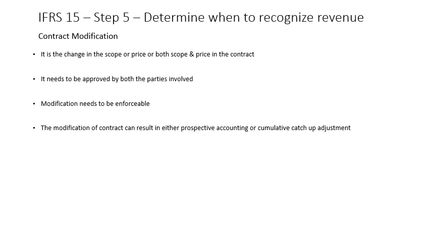Contract modification. A contract modification occurs when there is a change in the price or scope, or both price and scope, approved by the parties to the contract and enforceable by law. The accounting for the modification would depend on whether the additional goods or services added to the contract are distinct in nature and the changes in the price of the contract.